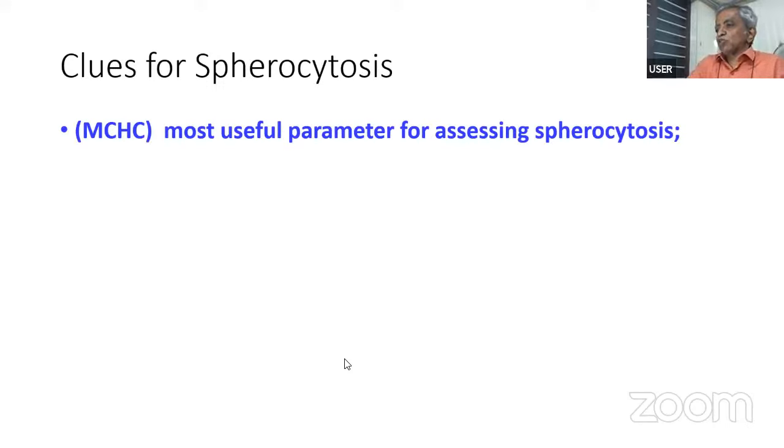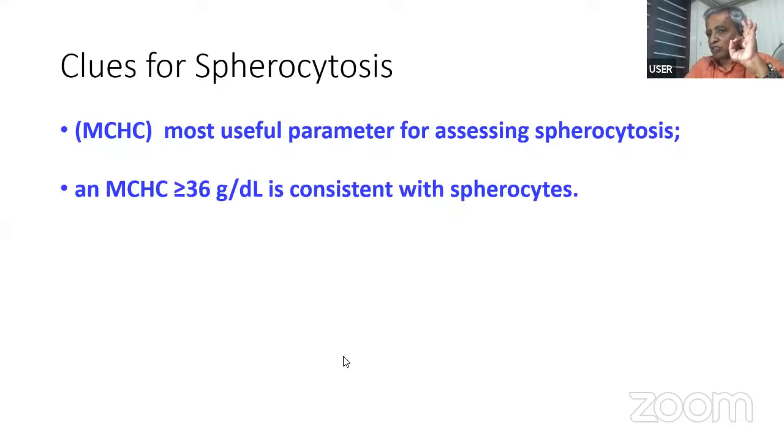What is the clue for spherocytosis? The most useful parameter, as I already told you, for assessing spherocytosis is MCHC more than 36 gram per deciliter. The only condition, probably, that a general physician knows of that produces a very high MCHC, mean corpuscular hemoglobin concentration, is spherocytosis. If it is more than 36 gram per deciliter, you can assume that the patient has a significant number of spherocytes in the circulation.